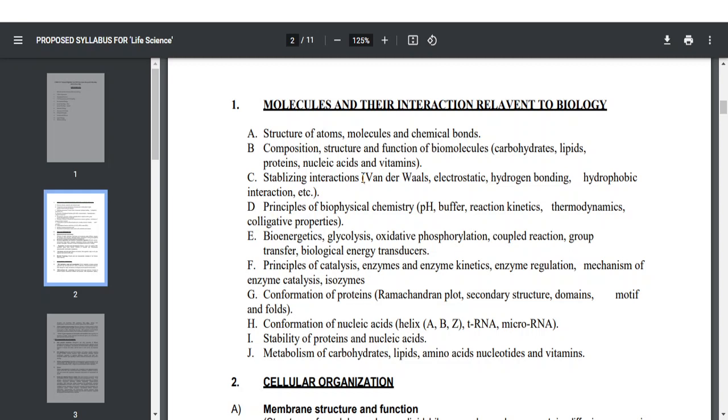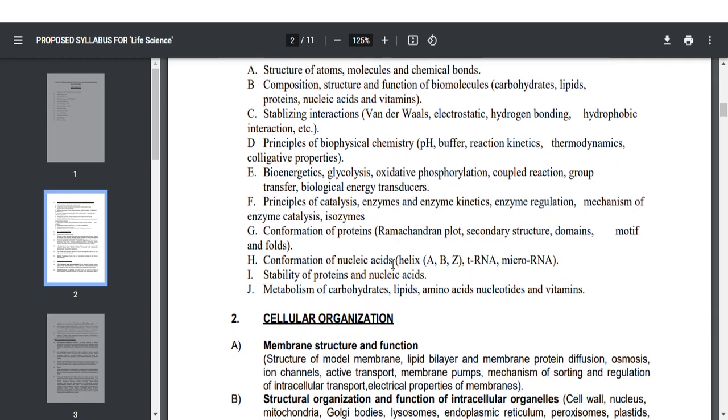In this unit, I will concentrate on only the important topics. I will not prepare the entire unit. I will read the previous year question papers, note down the important topics, and prepare only those. In that case, you need to know about composition, structure and function of biomolecules, stabilizing interactions, pH, bioenergetics, glycolysis and oxidative phosphorylation, in which you need to know the energetic yield of these biological pathways.